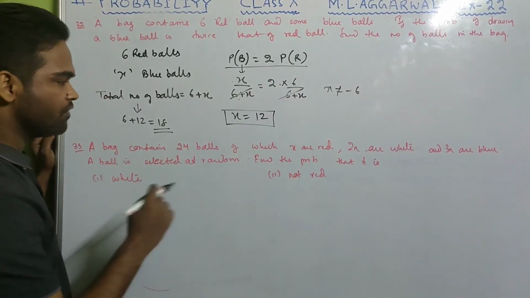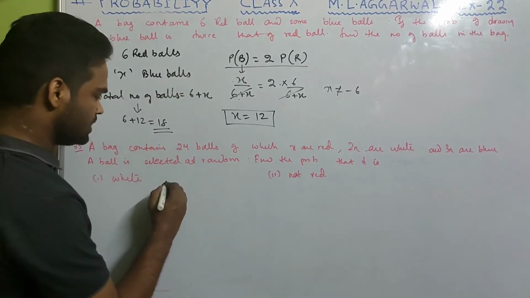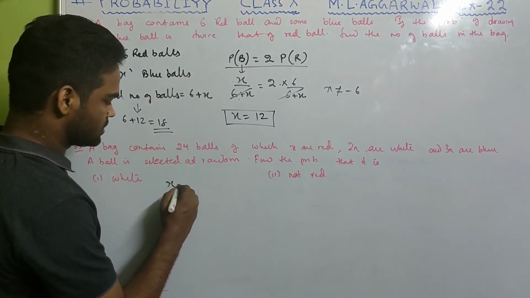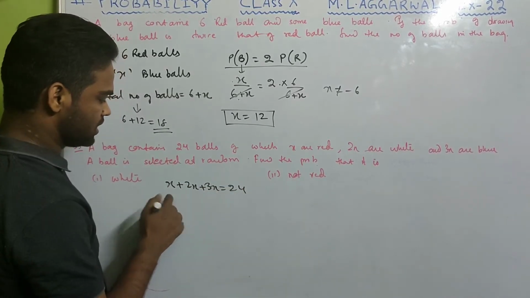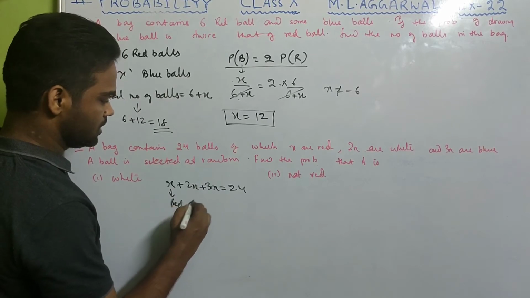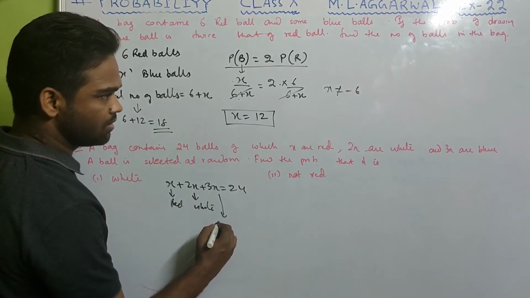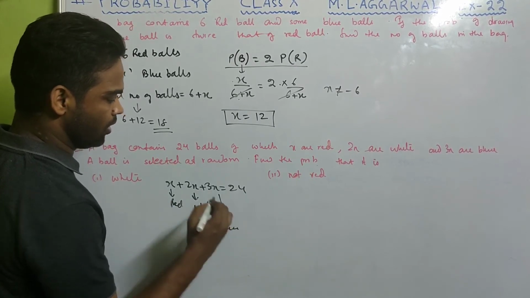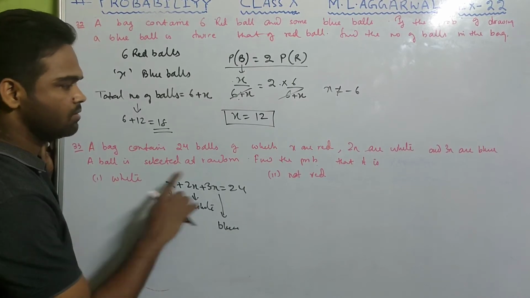Now, a bag contains 24 balls, of which x are red, 2x are white, and 3x are blue. So, can I say x plus 2x plus 3x equals 24? Because x are red balls, isn't it? 2x are white balls, and 3x are blue balls. A ball is selected at random. Find the probability that it is white, not red.